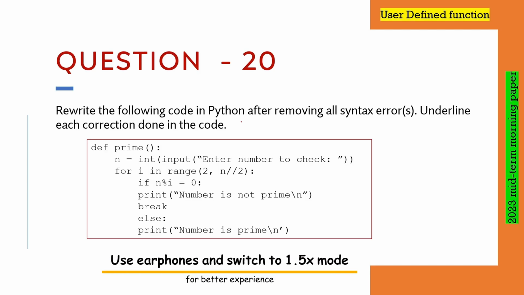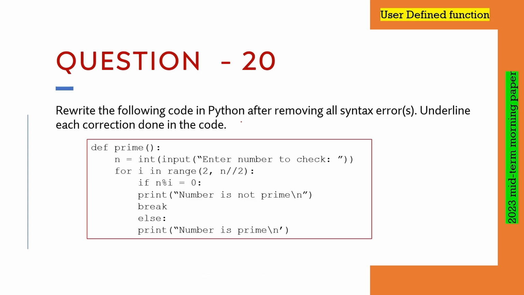So this is question number 20 from the 2023 midterm morning session paper, and this question comes under the topic user defined function in Python. In this particular question, a Python code has been given to you and you need to remove some errors from this code, and once you remove those errors you need to underline the correction that you have made in this code.